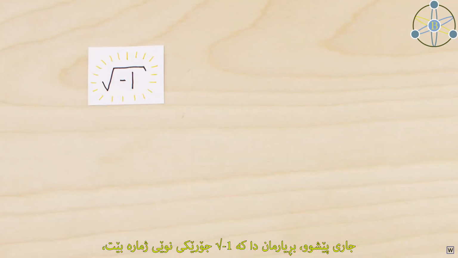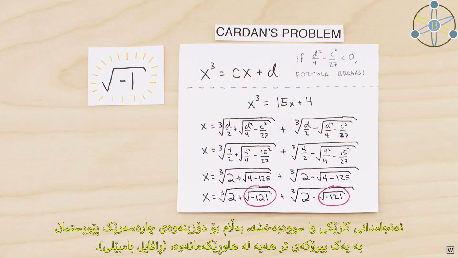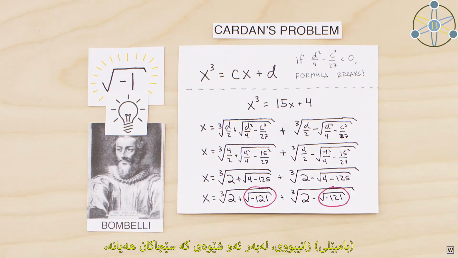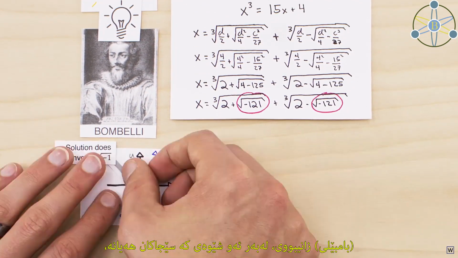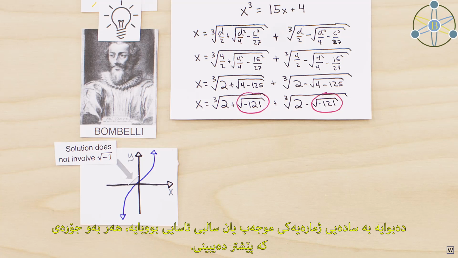Last time, we decided to let the square root of -1 be its own new type of number, hoping it would help us solve Cardon's problem. Doing so is helpful, but finding a solution requires one more insight from our friend, Raphael Bambēli. Bambēli knew that because of the way cubics are shaped, our function had to have a solution that didn't involve the square root of -1. It had to be a plain old regular positive or negative number, as he had seen before.